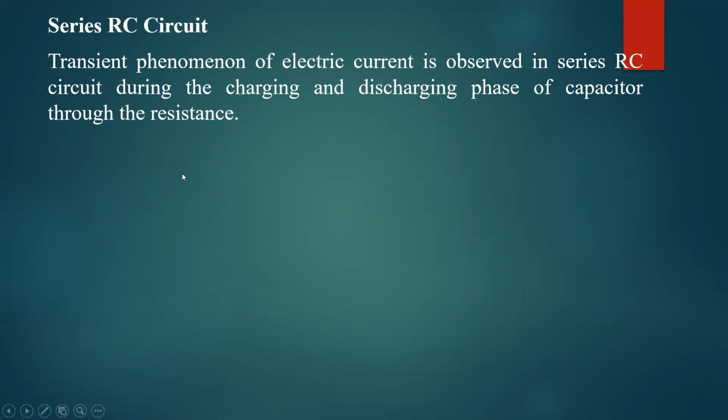So series RC circuit, what do you mean by series RC circuit? It is an electronic circuit in which a resistor and a capacitor are connected in series, and that is connected to the external battery. So in this circuit, transient phenomena is observed because capacitor opposes the current. Okay, so transient phenomenon of electric current is observed in series RC circuit during the charging and discharging phase of the capacitor through the resistance.